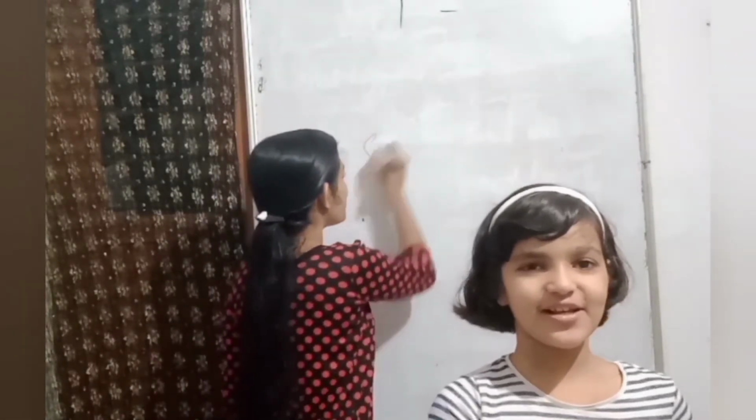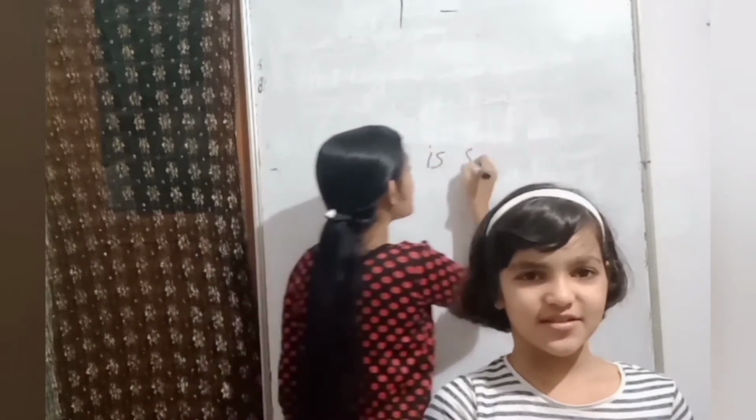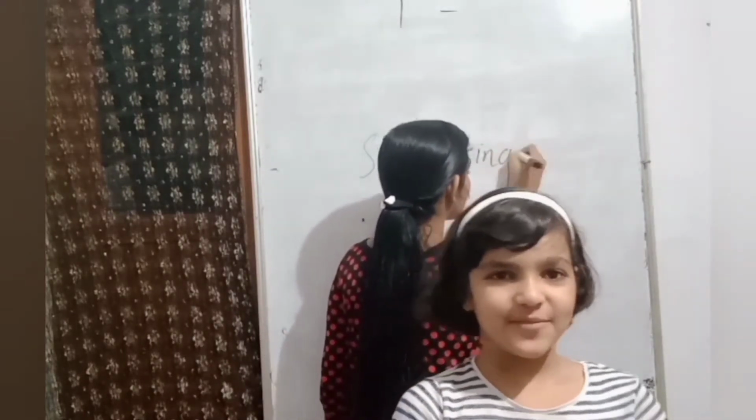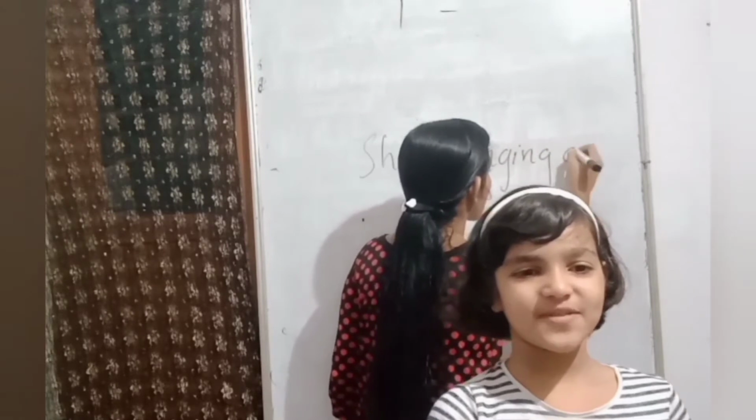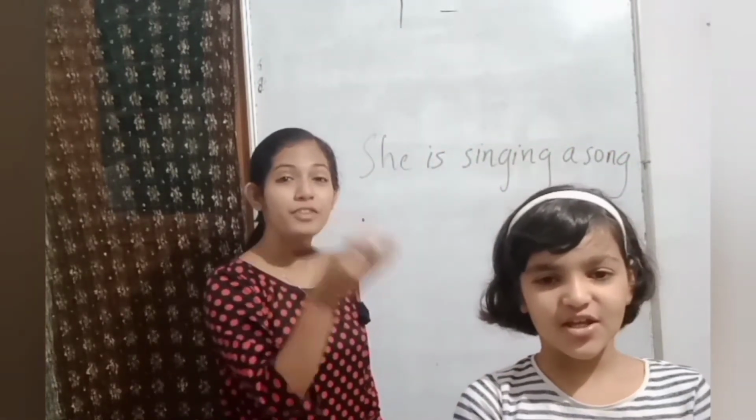Everywhere. She is singing a song. She is singing. Shapes, shapes, shapes are everywhere. Triangles and circles. She is singing a beautiful song.